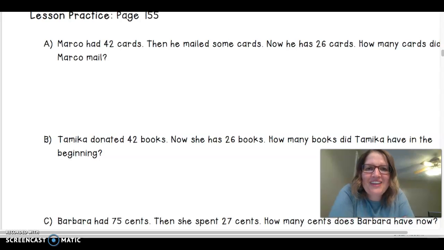This is lesson 25, subtraction word problems. And you are going to get a great workout, mathletes, today.